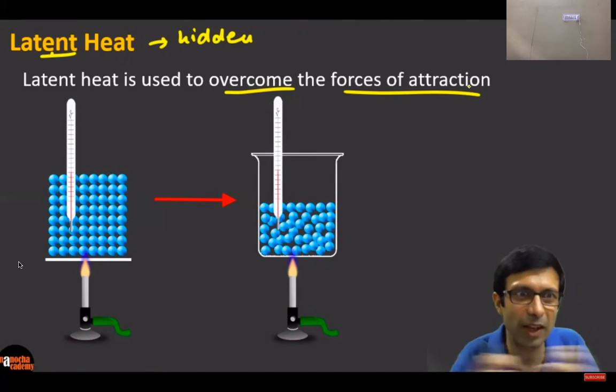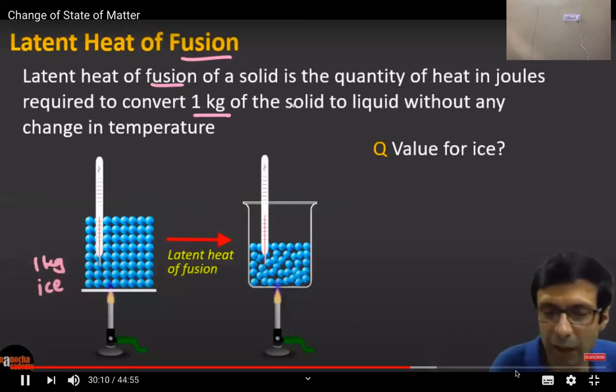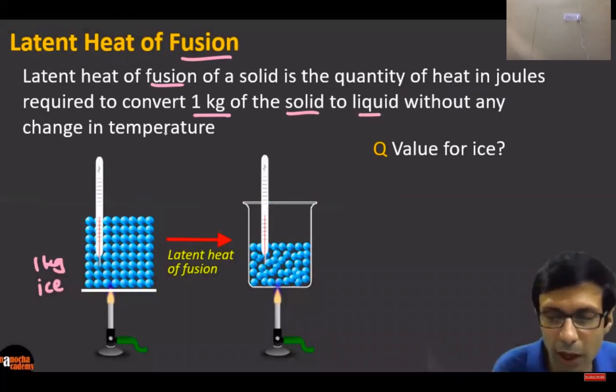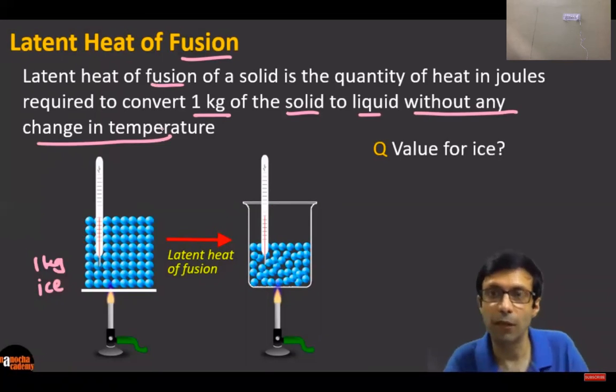And just like there it was called latent heat of vaporization, here it's going to be called latent heat of fusion. So you guys can take a look at the definition. It's exactly the same. Let's say you're taking 1 kg of ice, so 1 kg of the solid. In this case, it's ice. And when it's changing from solid to liquid without any change in temperature, then that heat is called latent heat of fusion.